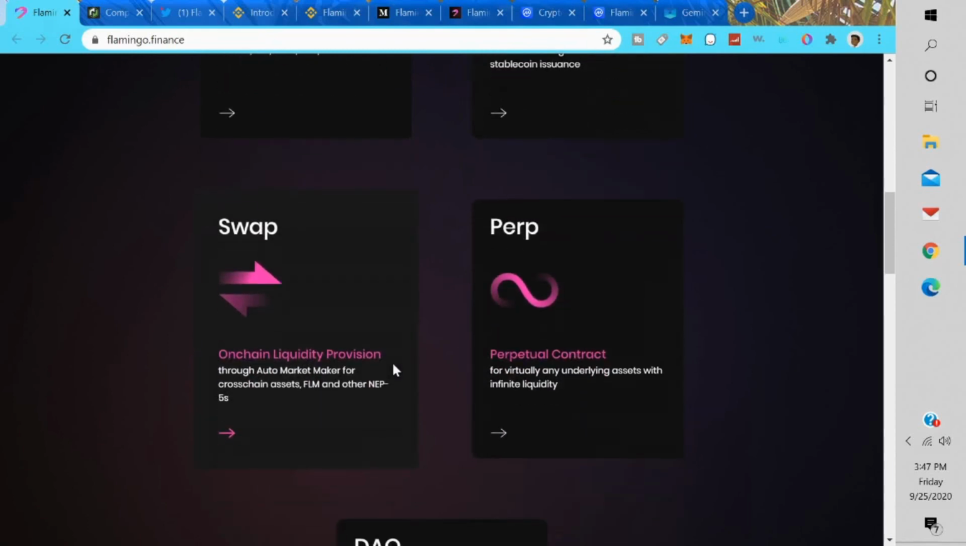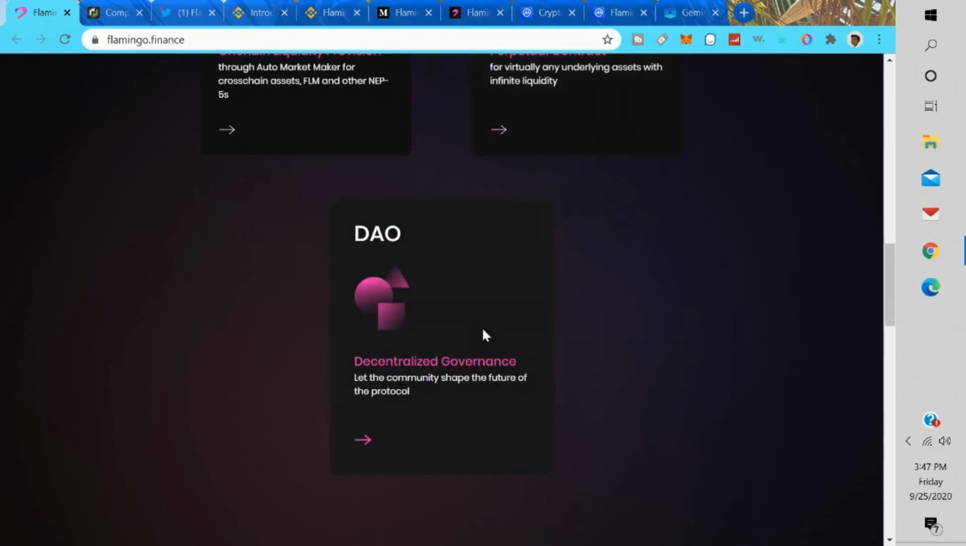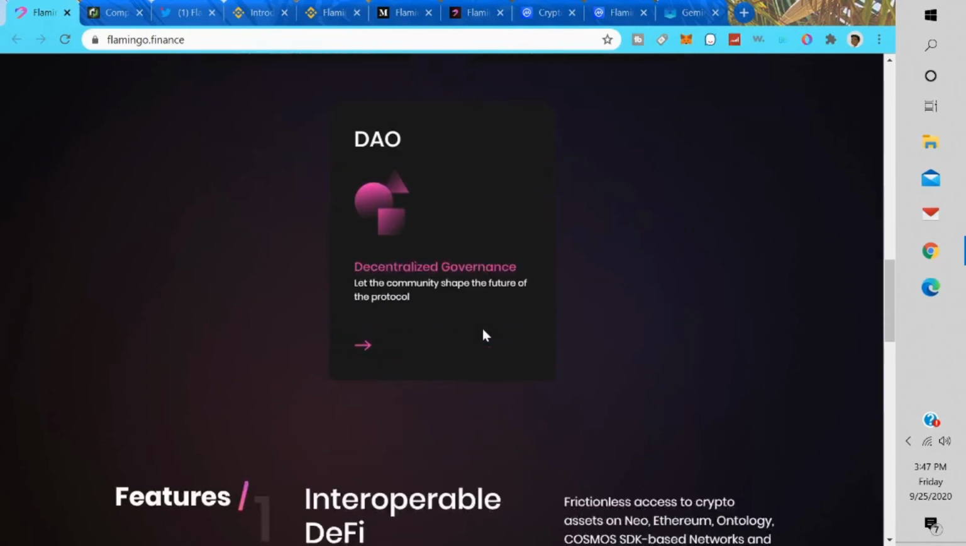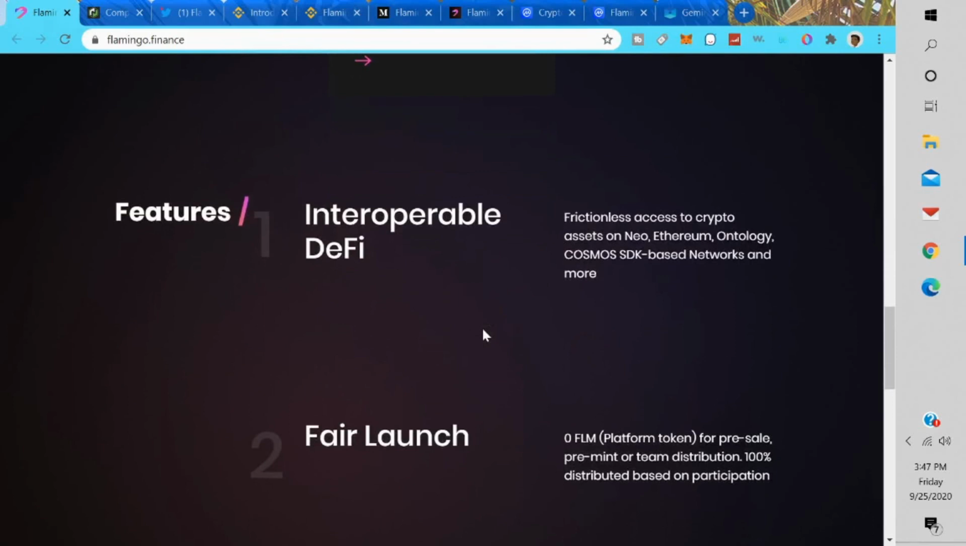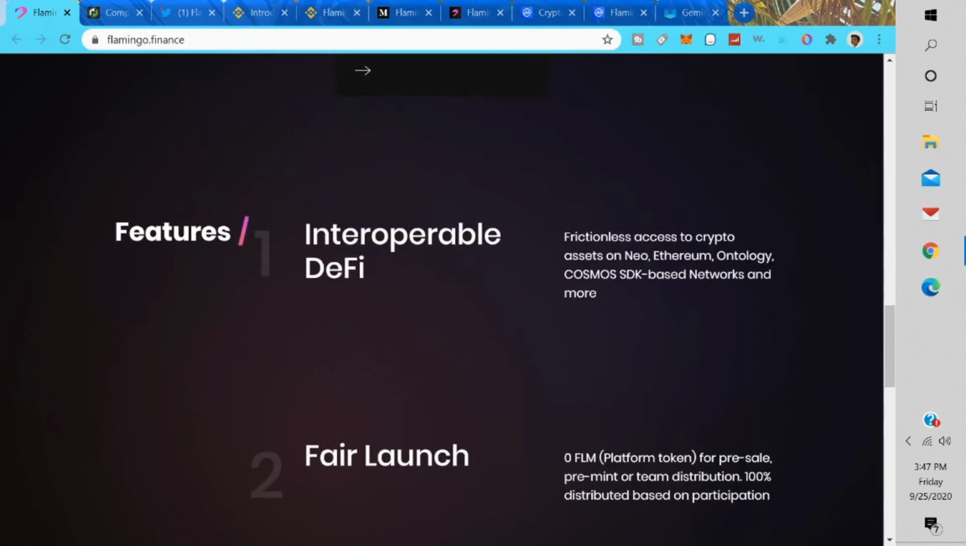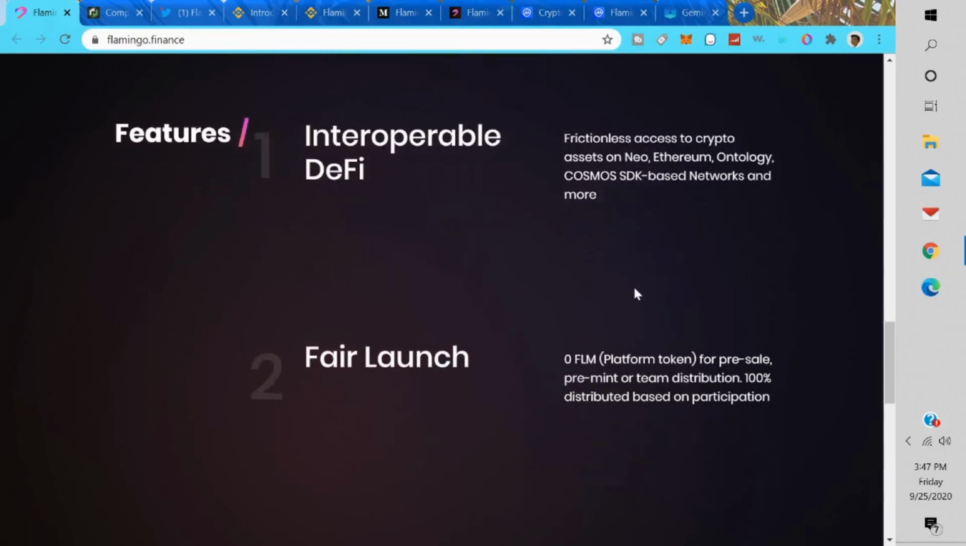There's a swap, which is on-chain liquidity provision through auto market maker for cross-chain assets, FLM, and other NEP5s. There's a perpetual contract for virtually any underlying assets with infinite liquidity. There's a DAO, decentralized governance, let the community shape the future of the protocol. The interoperable DeFi, frictionless access to crypto assets on NEO, Ethereum, Ontology, Cosmos, SDK-based networks, and more.